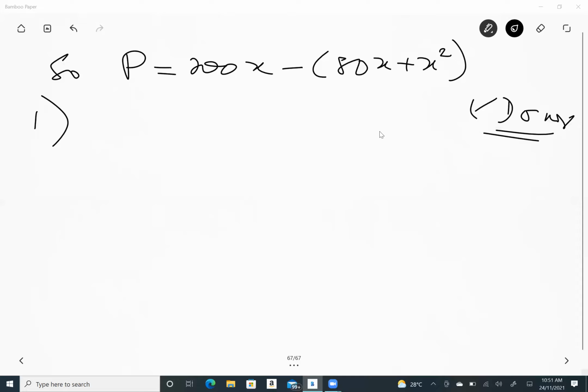Kalau numbers in the example pun berlain, susah banget. Okay, so finish up that thing. I don't want you to just read the book. I want you to do it properly, nicely, because we need to know how to get the point, and then do the second derivative test for maximum or minimum.